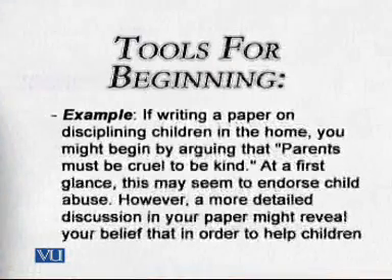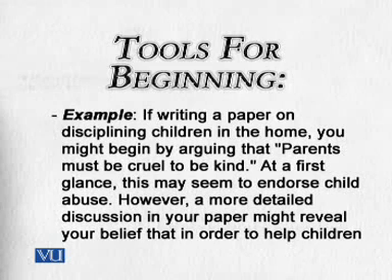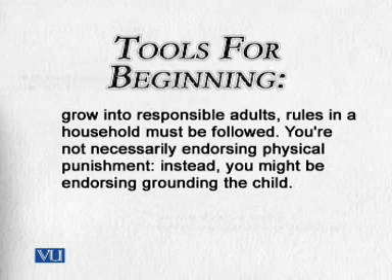I would like to illustrate this point with the help of an example. If you are writing a paper on disciplining children in the home, you might begin by arguing that parents must be cruel to be kind. At first glance, this may seem to endorse child abuse. However, a more detailed discussion in your paper might reveal your belief that in order to help children grow into responsible adults, rules in a household must be followed. You are not necessarily endorsing physical punishment. Instead, you might be endorsing grounding the child. So this is how you can do it.